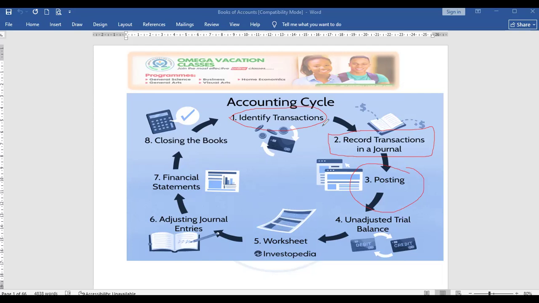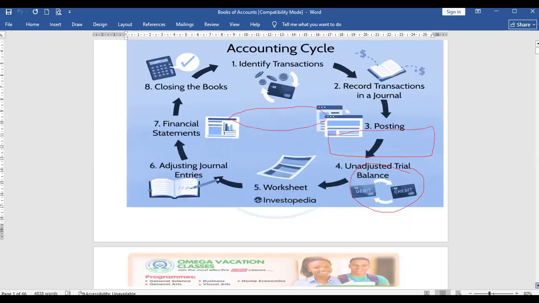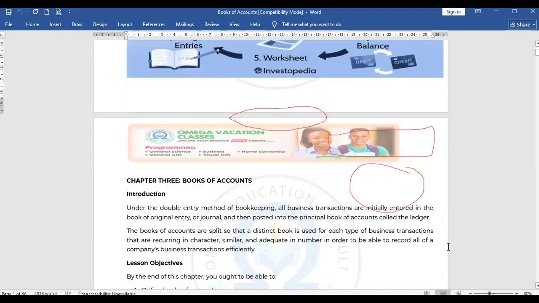On the basis of these questions, professors, I'll lead us to the main theme of today, and that is books of account. So why these books of account? We are looking at these books of account because we need to appreciate where we record business transactions after we have identified them.